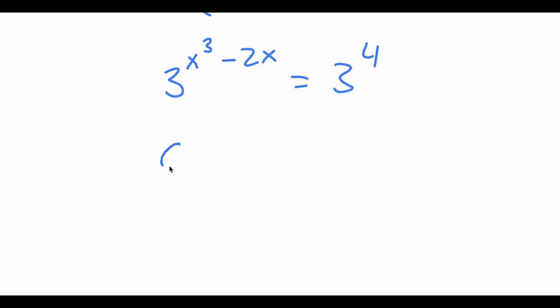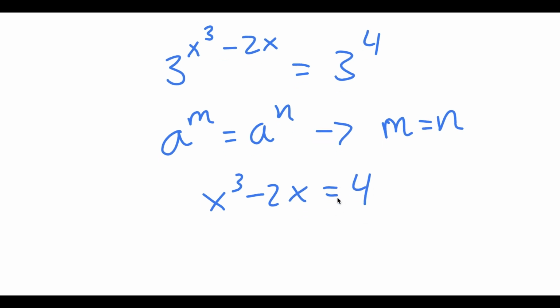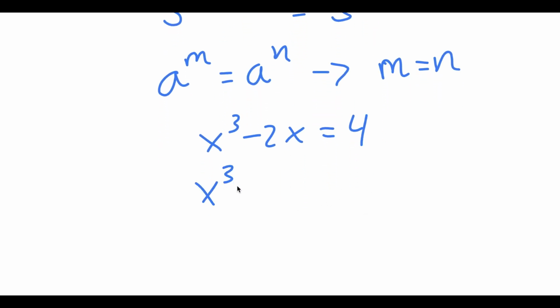And now, if I have something in the form a to the power of m is equal to a to the power of n, then this means that m is equal to n. So in this case, x to the power of 3 minus 2x is equal to 4. Meaning x to the power of 3 minus 2x minus 4 is equal to 0.